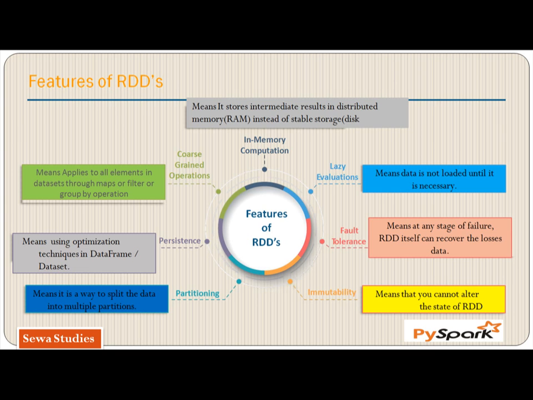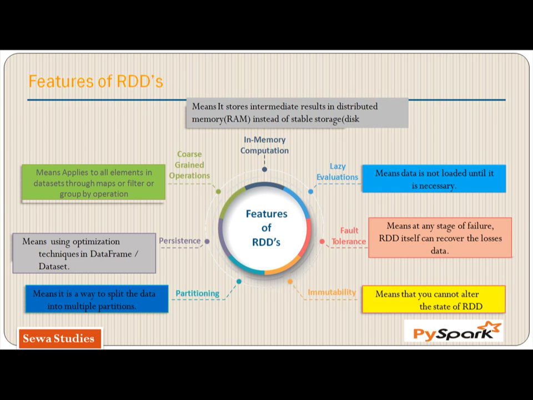Next is fault tolerance. Fault tolerance is basically a self-recovery property. Now let's understand what fault tolerance is and how Spark handles it. It is the most powerful feature of the Spark platform. It means that at any stage of failure, the RDD itself can recover the lost data.